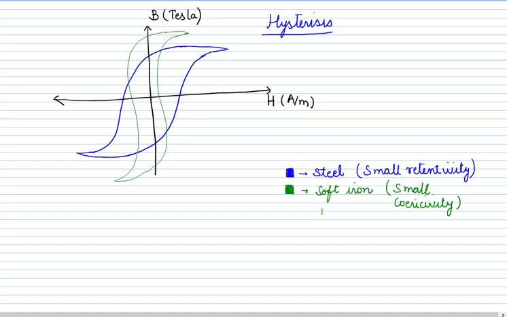If you know the terms, if you understand the terms, then you can apply the physics and you can easily write them down. And I hope it is clear why for a permanent magnet we need high coercivity as well as high retentivity.